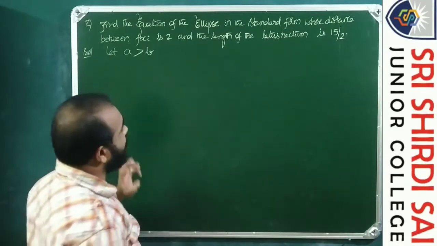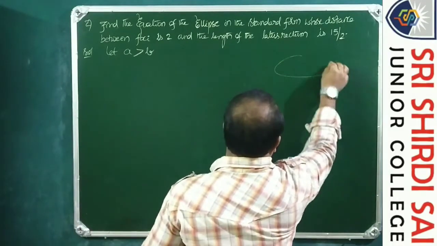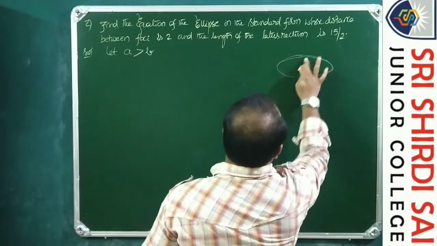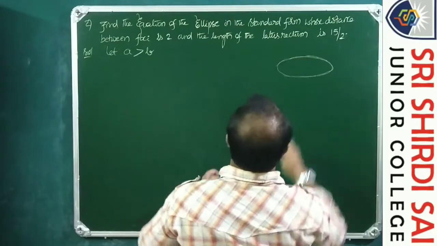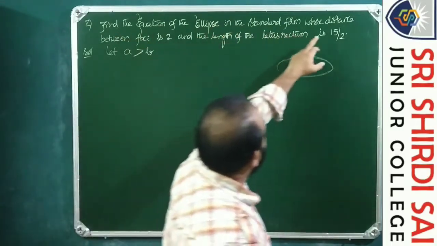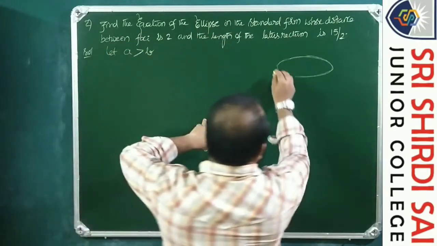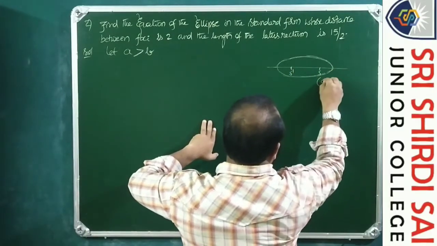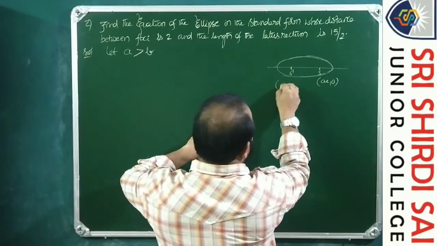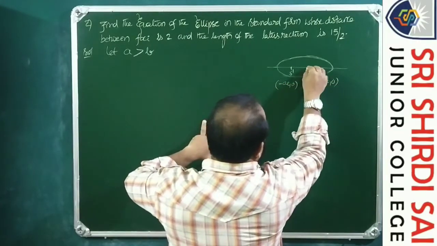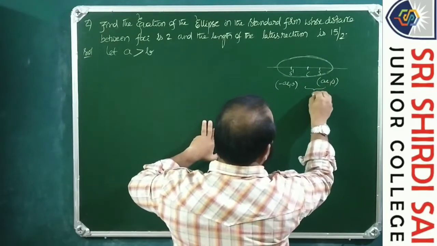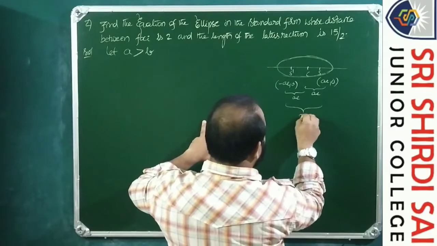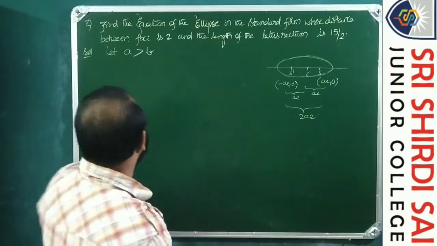So if a is greater than b, the ellipse is somewhat like this. This is the ellipse, and for this ellipse, the distance between the foci: this is S dash and this is S. This is (ae, 0) and this is (minus ae, 0). From center C, this is ae and this is ae. So the distance between the foci is 2ae.